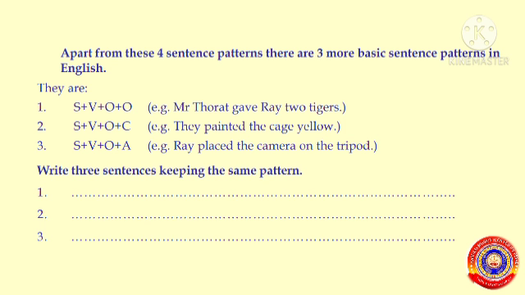The next one, SVOC. Here C is the complement. Example, they painted the cage yellow. Next one, SVOA. A is adverbial. Example given is Ray placed the camera on the tripod. Ray is the subject, placed is the verb, the camera is the object, and on the tripod is the adverbial here. Try to write 3 sentences keeping the same pattern.